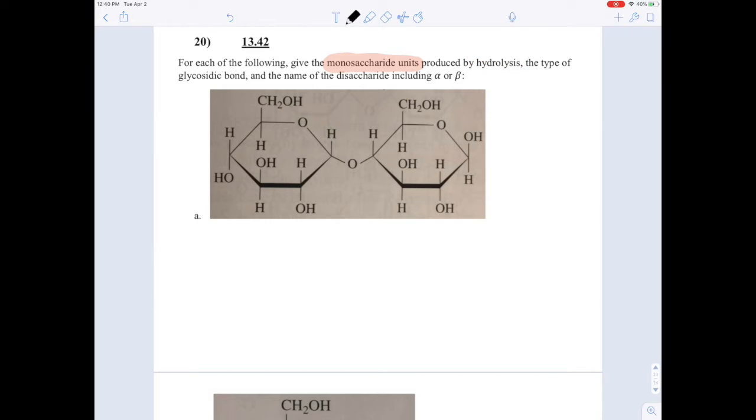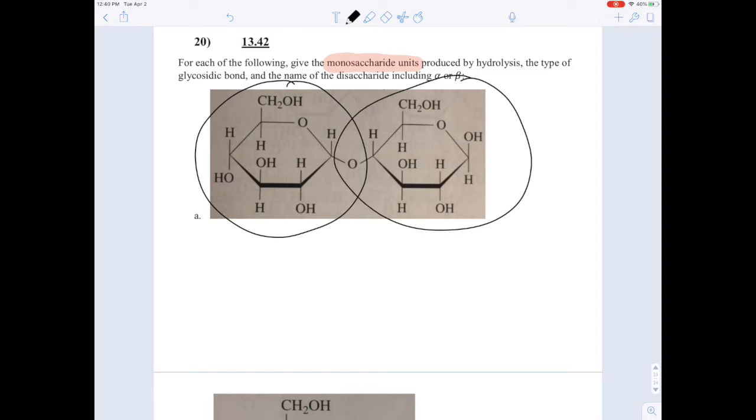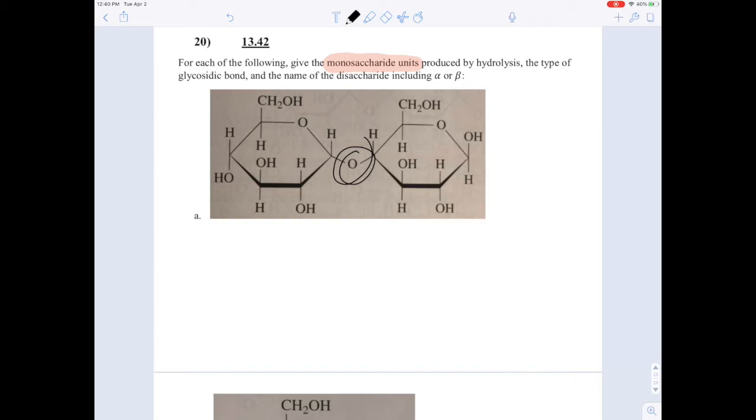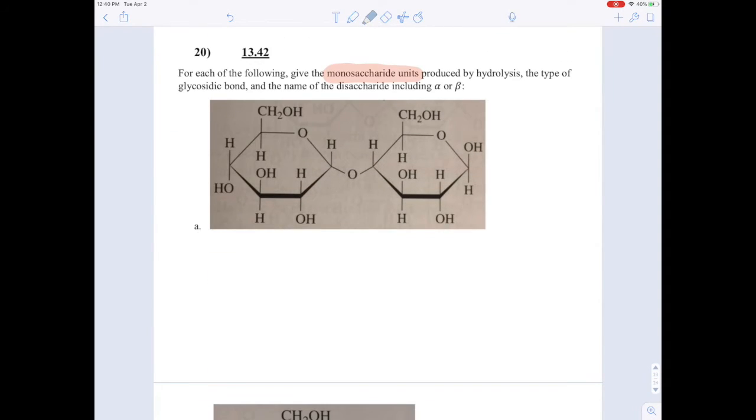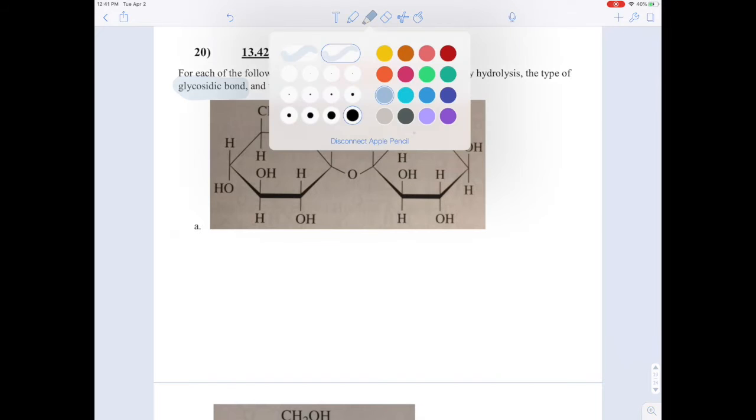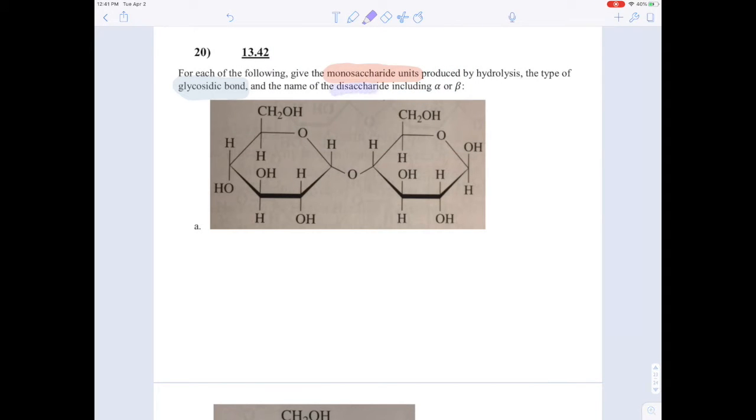So what two monosaccharides, here's one, here's another, would you get if you break this bond here, break this apart? So that's the first thing. The second thing they're asking for is the type of glycosidic bond, which is the ether here that holds the two sugar rings together. And the last thing they're asking for is the name of the disaccharide. Which disaccharide is this?